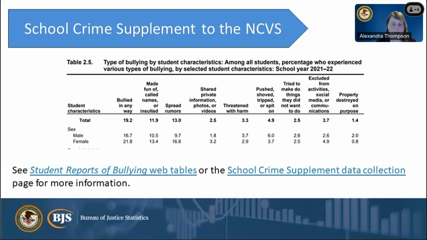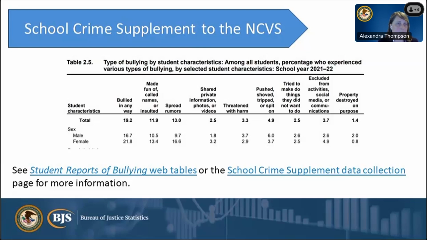And this table here is a screenshot from the Students' Reports of Bullying web tables. These are actually published by the National Center for Education Statistics, who co-sponsors this supplement with BJS. So this is found on NCES's website, and you can also find more information on both NCES's website and BJS's website on the school crime supplement.